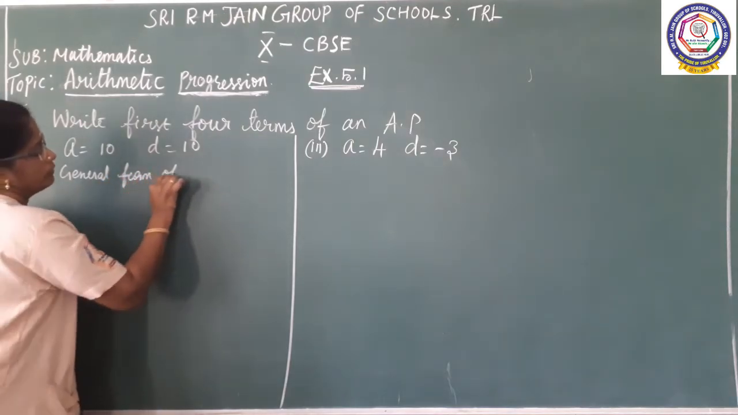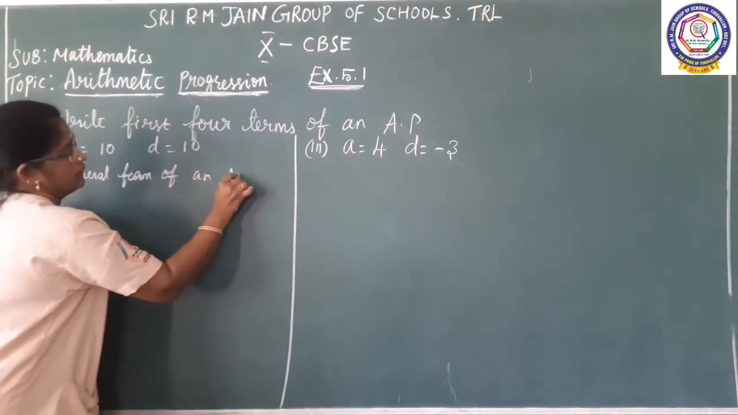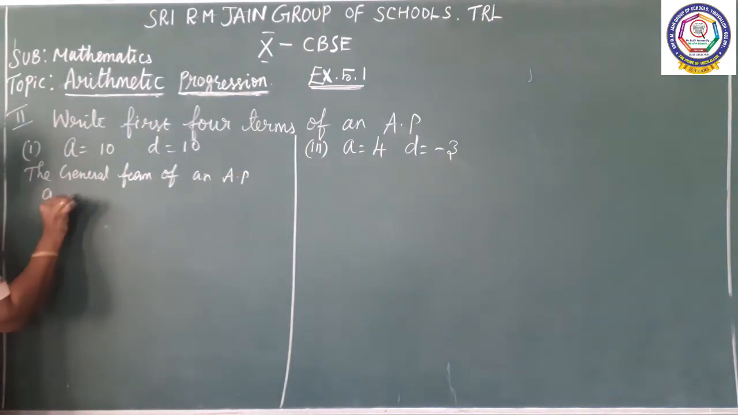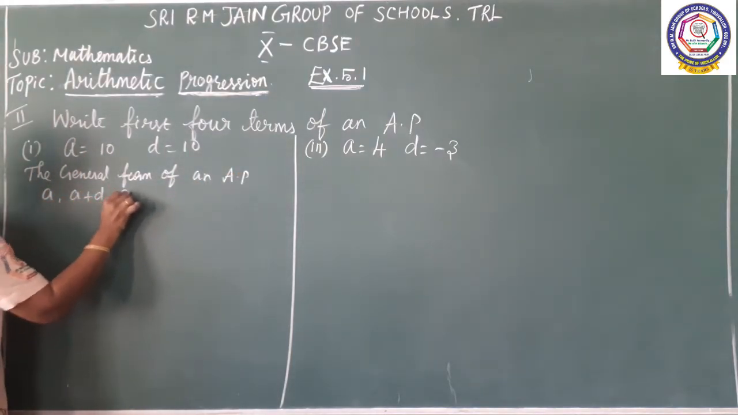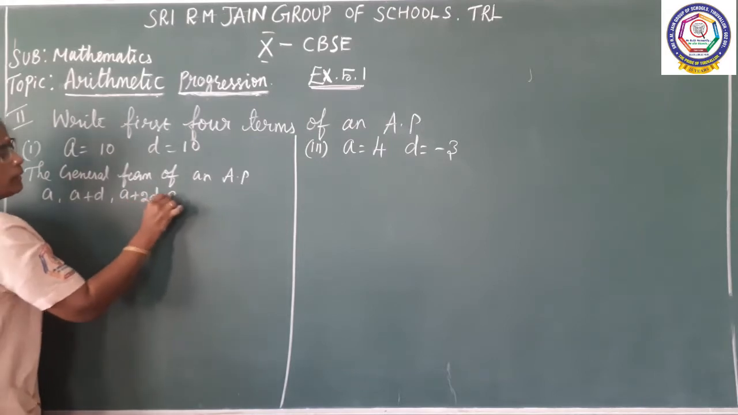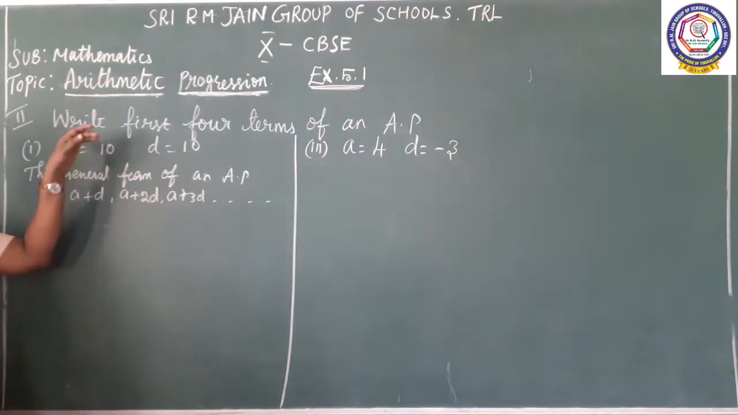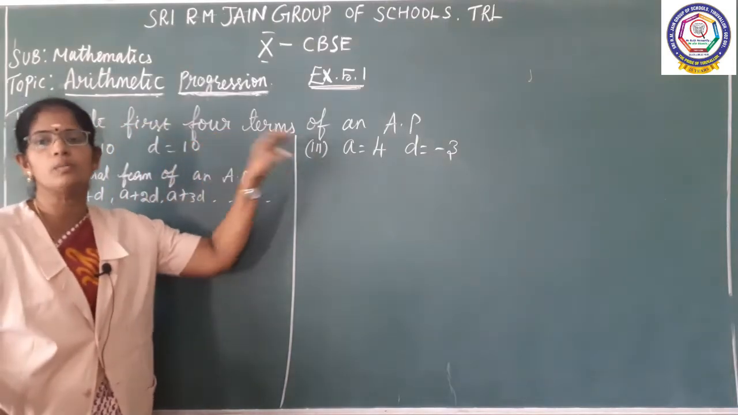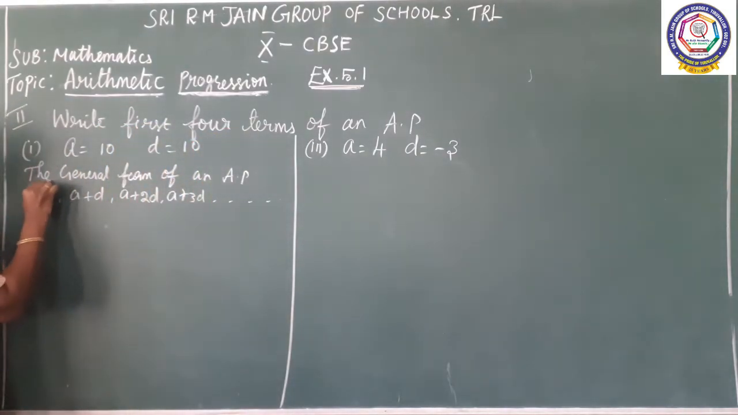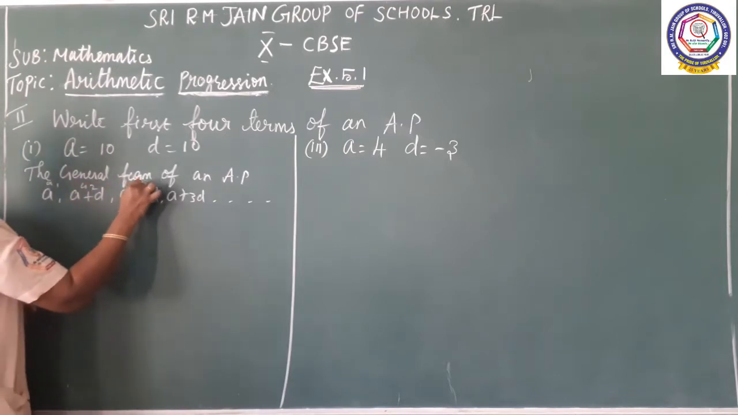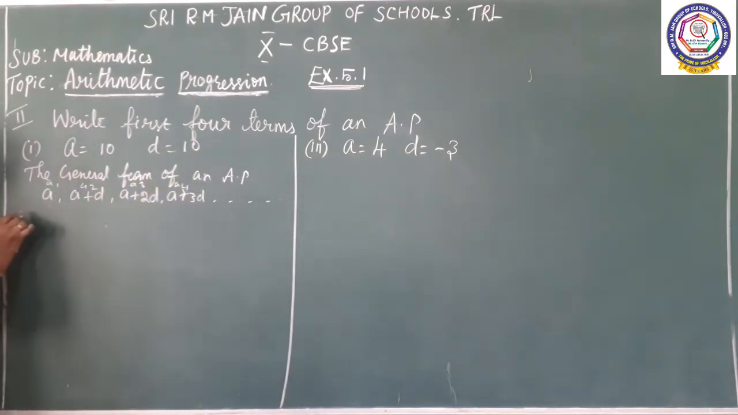General form of an AP: a, a plus d, a plus 2d, then a plus 3d, up to etc. Here, what does the question ask? The first 4 terms of an AP. Here, this is a1, a2, a3, a4. So how am I going to write?